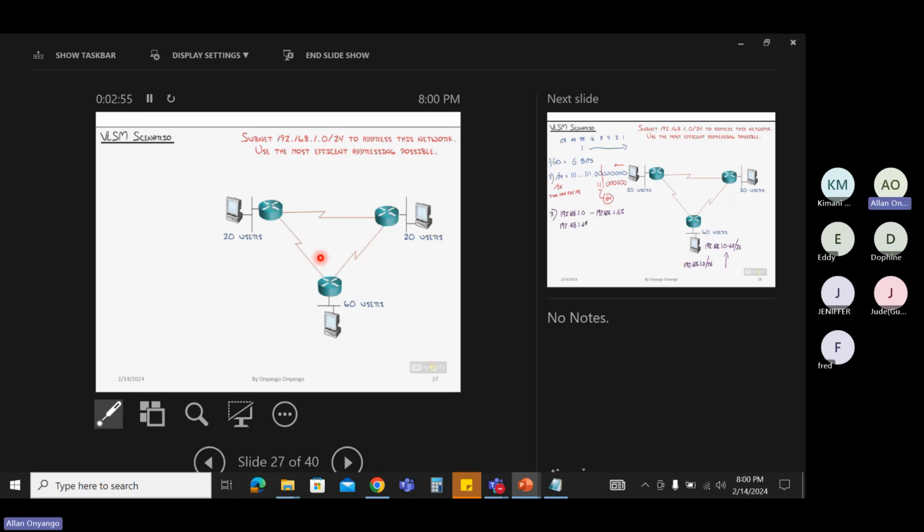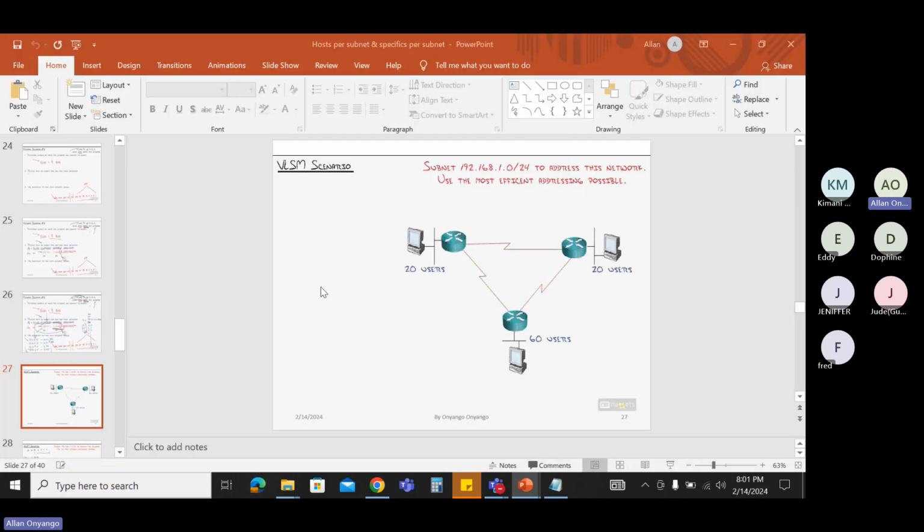The last one requires 60. Okay? So can you see how we do the subnetting? This is the last one. Rule number one. In fact, it is only one rule. Start with the largest number. Which is the largest number here? 60. Then we go to 20, 20. Then we go to 2, 2, 2. And we are done.